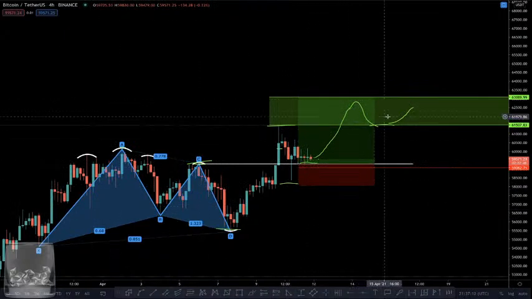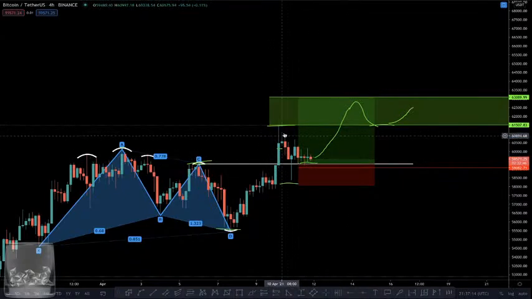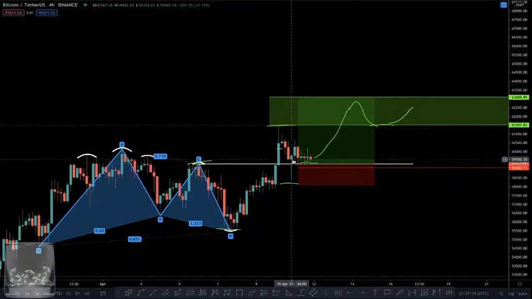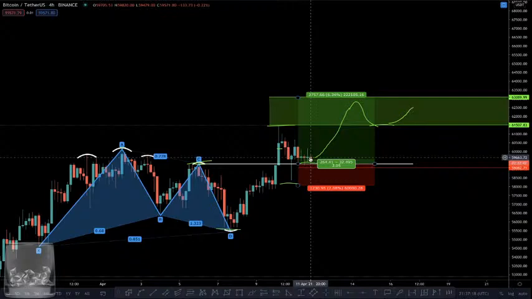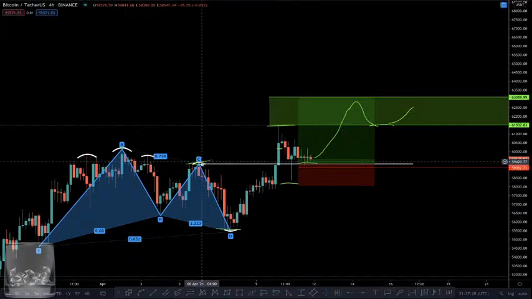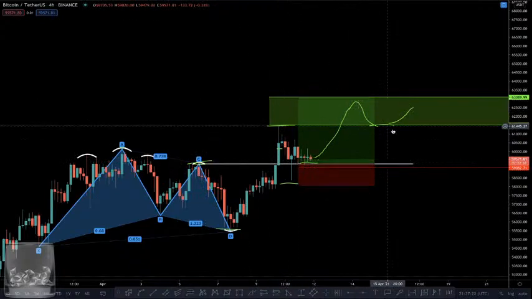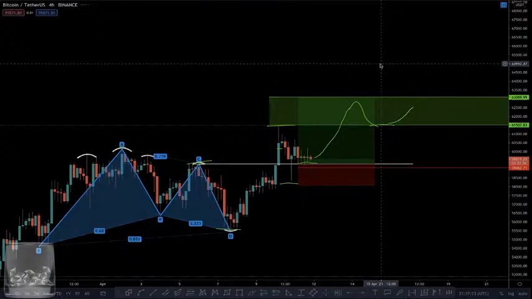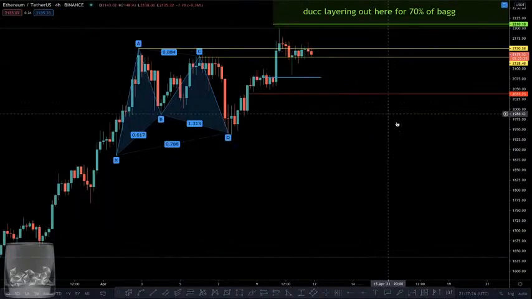See this green we have drawn? That's our go. So we had our break, we have our hook. We're holding support, newly found support. What was previous resistance is now flipped to support, and we're gonna go. Okay. Let's move on to Ethereum.